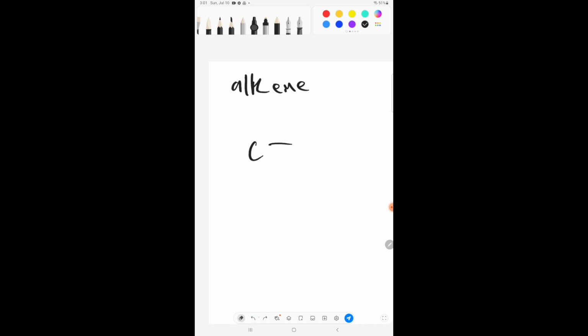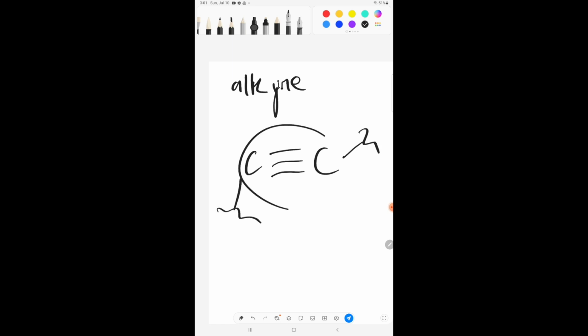An alkyne is next. It's triple bonded. Whoops. An alkyne. This is a Y. See? Triple bonded. Whatever that may be. Only thing that matters is that we have a triple bond, right? One sigma bond, two pi bonds, and one sigma bond. All right, cool. Okay.